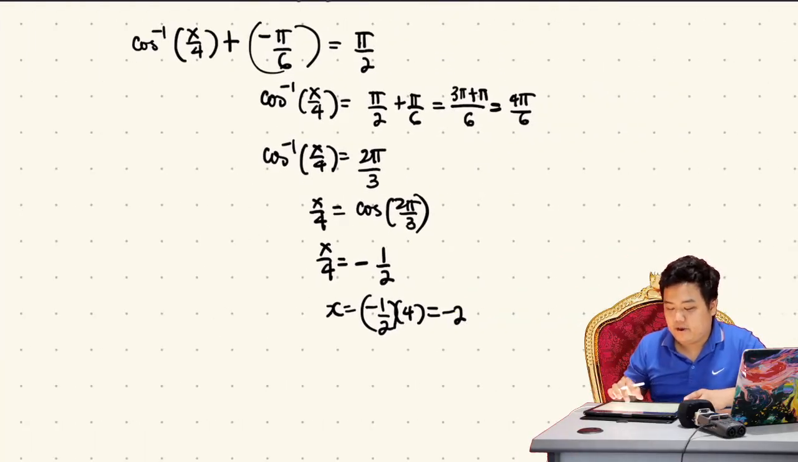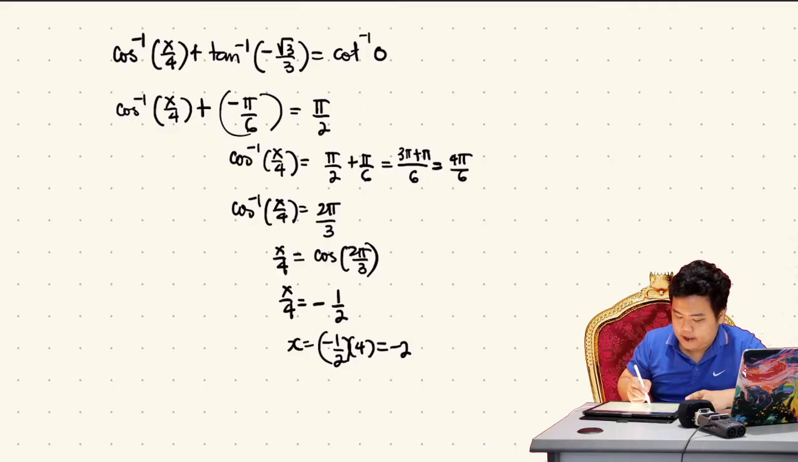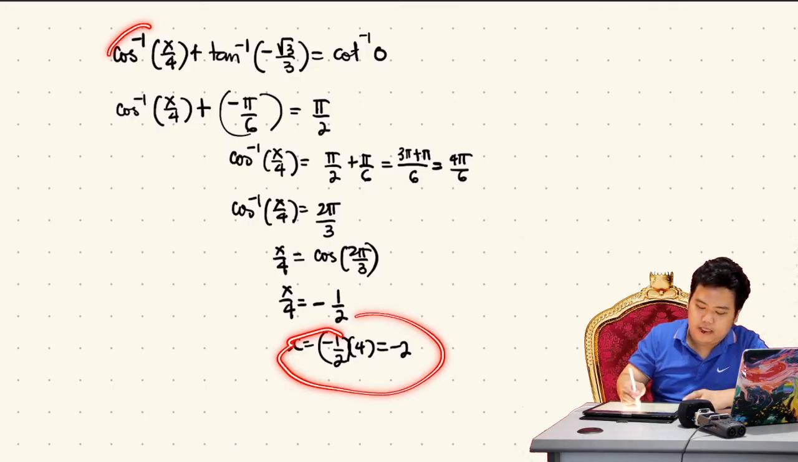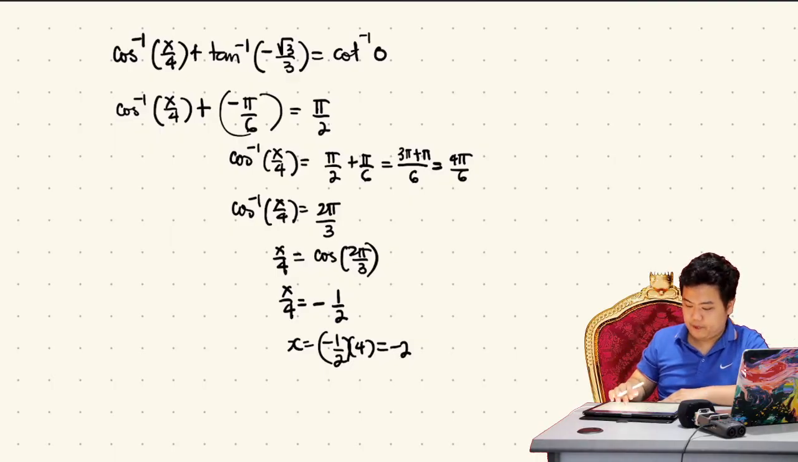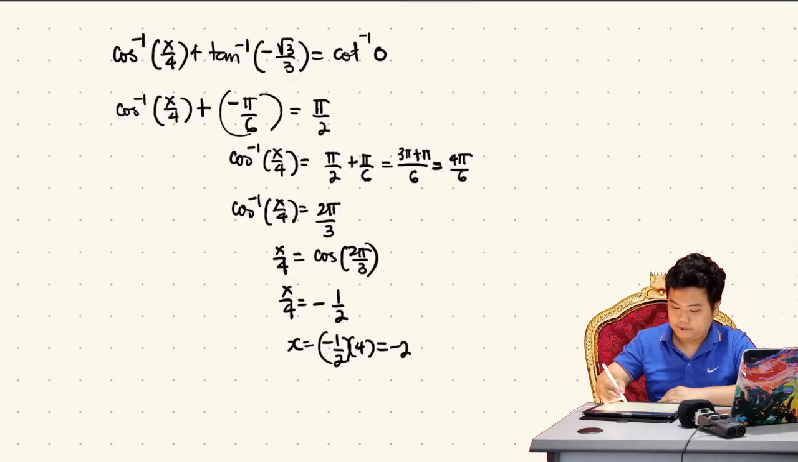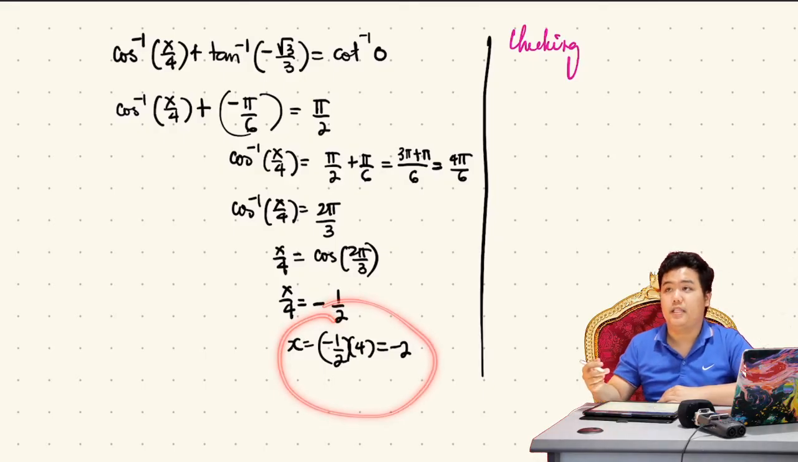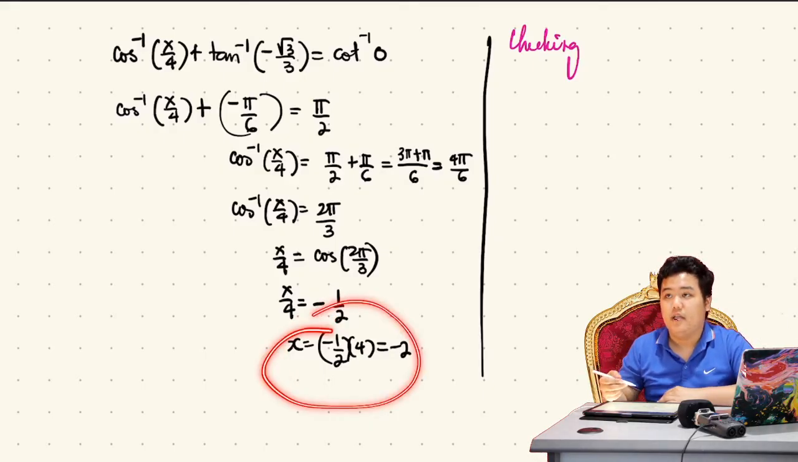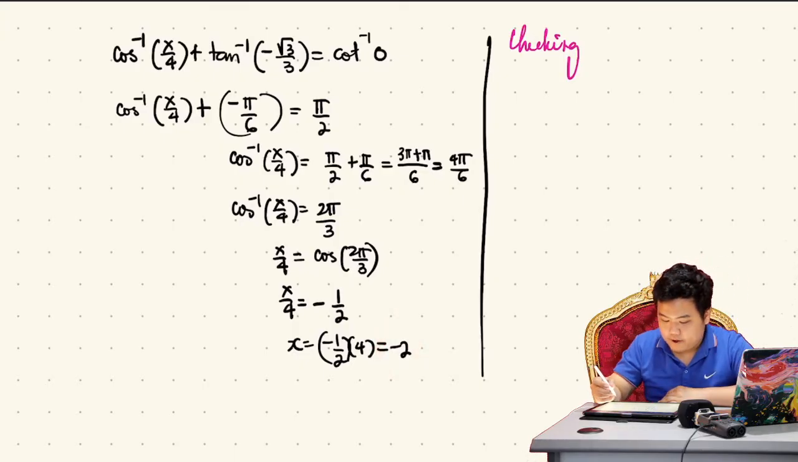So ang gagawin natin, we have to check. So isa-substitute natin yung negative 2 doon sa original equation. Okay? So ano mangyayari? Okay, so checking. Important tong part na ito. Kasi yung mga na-solve mo dito, pwedeng sobra sila. So, candidate ito. So, pwedeng siya na yung sagot or pwedeng walang sagot. Okay, so what happens if x is negative 2?